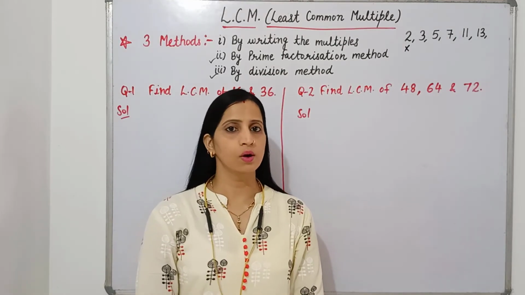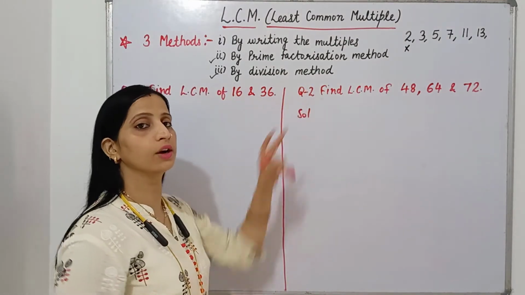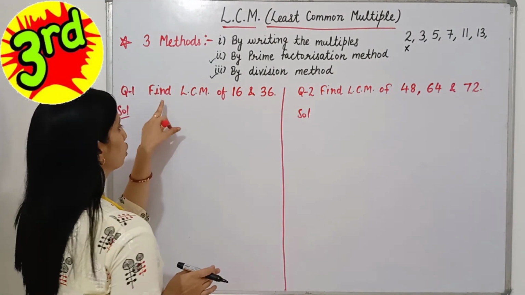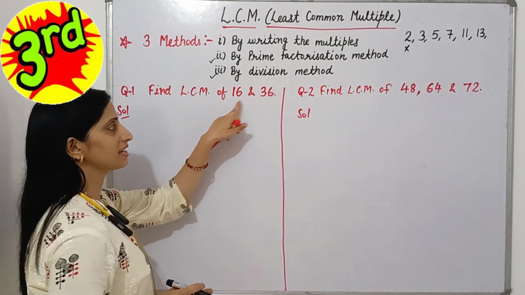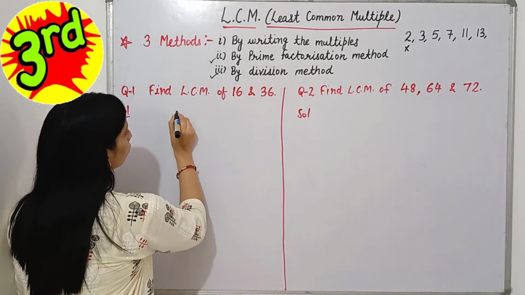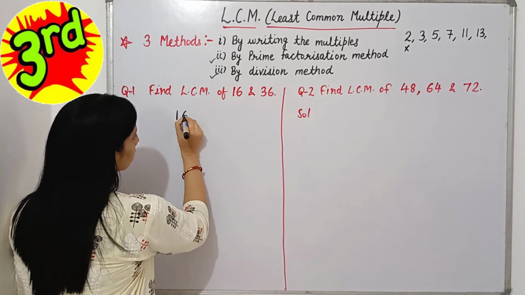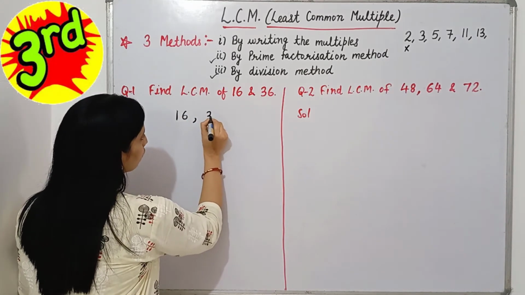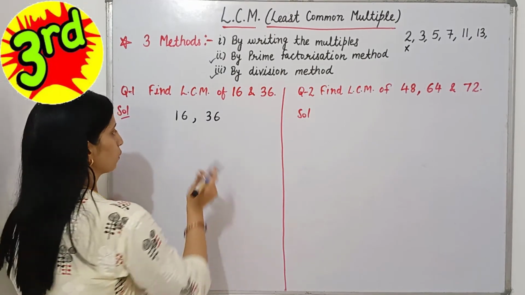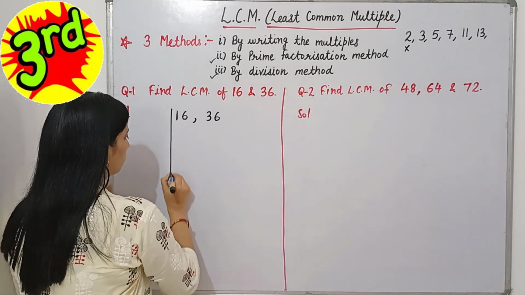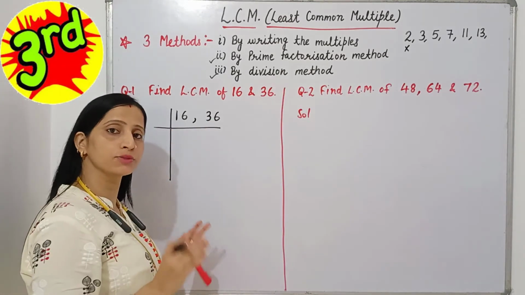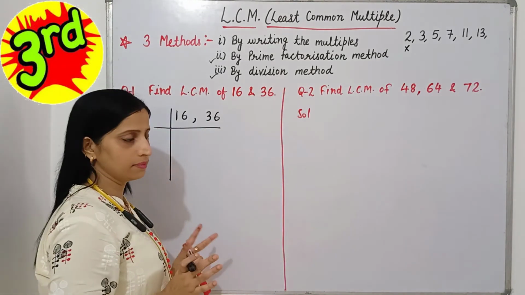Now we will learn about the division method to find out the LCM. So it's very easy. Let's start. Question is: find the LCM of 16 and 36. So here we will write both the numbers in a line, separating them by a comma. Now we will find out the prime factors of these numbers. First of all, start dividing the given numbers by the smallest possible prime number.